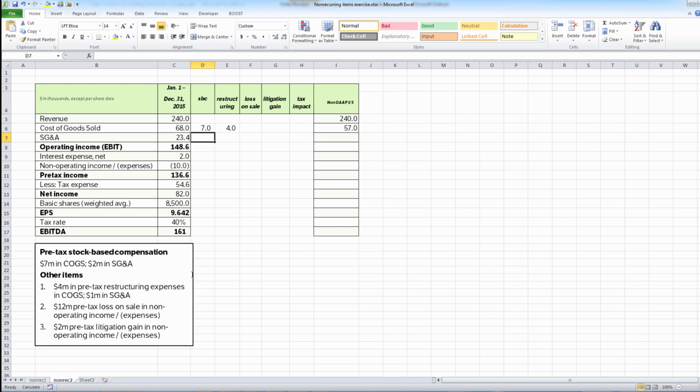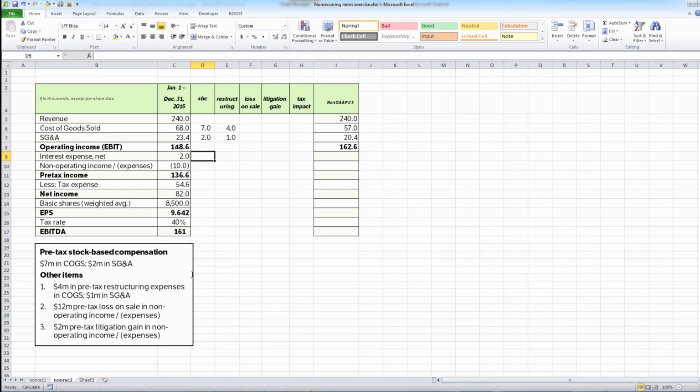So let's move to SG&A. For SG&A, there are $2 million in stock-based compensation expense buried within SG&A, and then $1 million of restructuring expenses buried within SG&A. Nothing else, so I can just copy and paste this down. And so instead of $23 million in SG&A, I have $20 million in SG&A on a normalized basis. Now, for operating income, I can simply use a formula. 240 minus the new normalized expenses gets me to 162.6. Contrast that with the original 148.6.